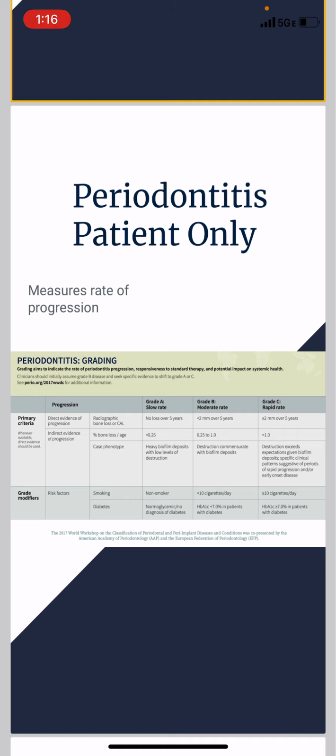There are a few factors that we can use to give a patient either a grade A, a B, or a C. So generally we're going to start at a B. We're going to either shift up or shift down depending on how well the patient is doing.